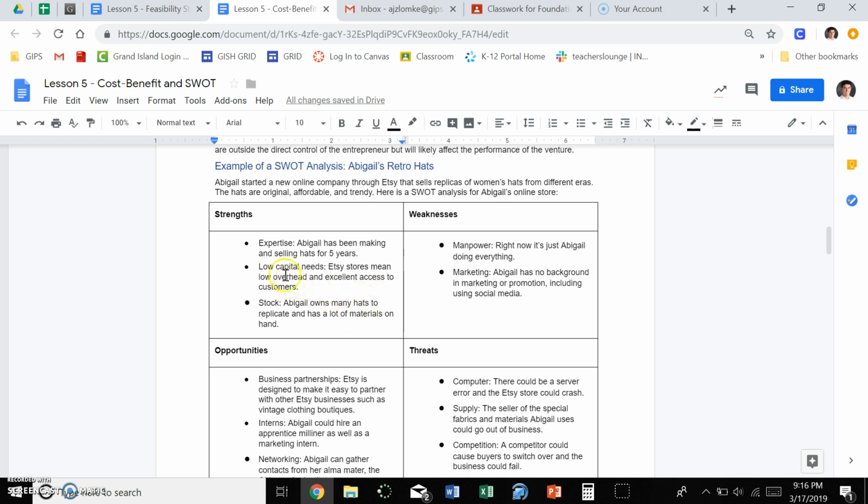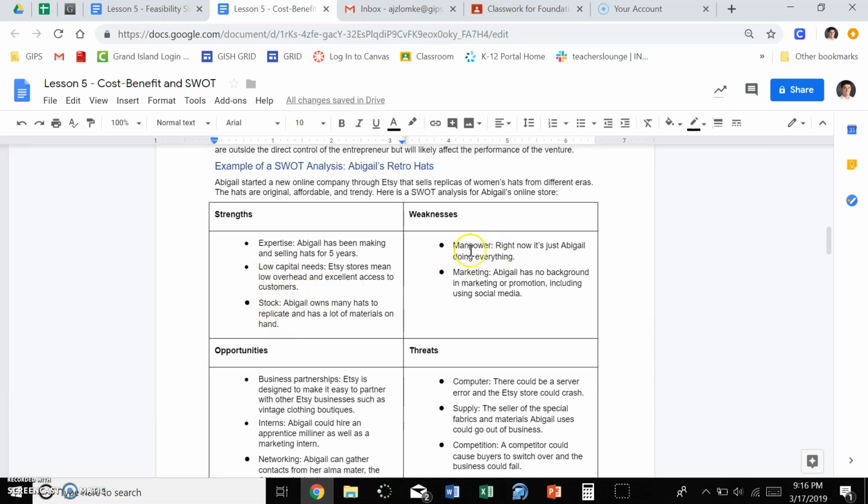As the example shows here, you can look at some strengths. What are the strengths that you and your owners or your other partners might have to help you get your business started? The example here says that Abigail has been making and selling hats for 5 years for a hat company or a clothing company, so she has a little experience with that. You don't have to have a lot of money, different things like that. So what strengths does your company have?